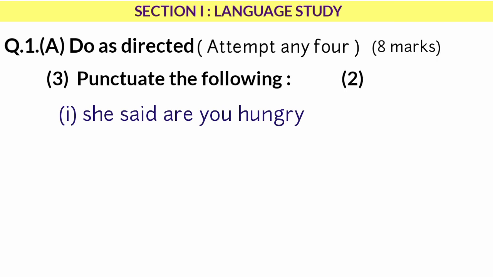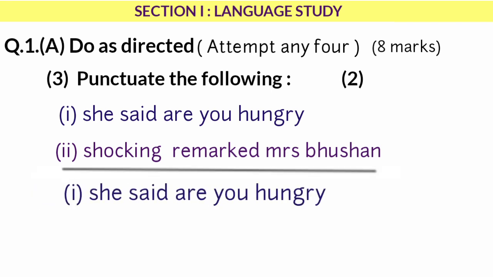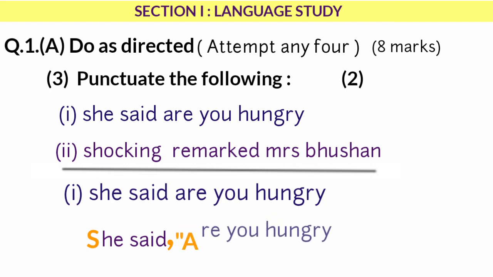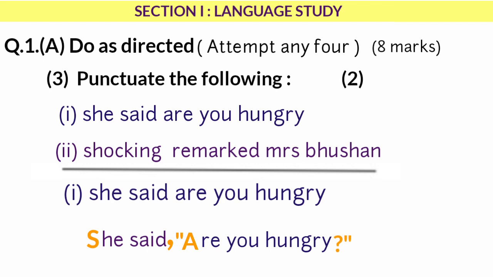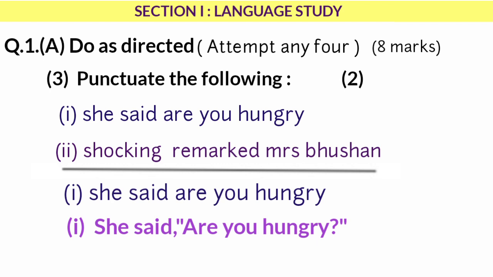For example, the first sentence here: she said, "Are you hungry?" The beginning letter of the sentence must be capital. "She said" means the reporting verb is there, therefore a comma should be put there. Then quotation marks, and the beginning letter in the quotation is also capital. "Are you hungry?" is a question, and then the quotation marks are completed. In this way: She said, "Are you hungry?"